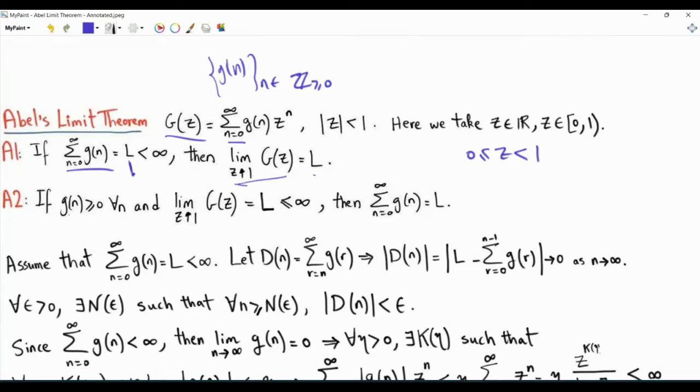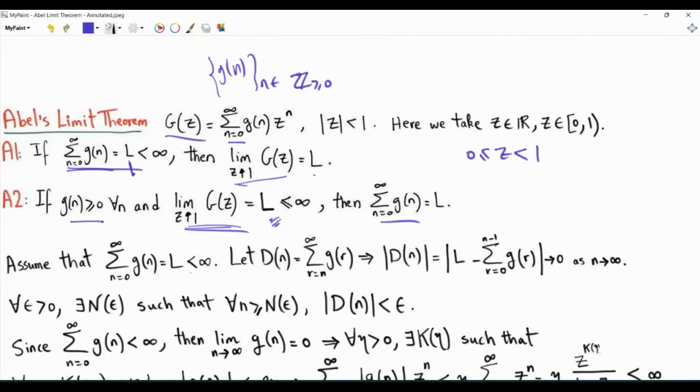The second part, now if g of n is real valued and non-negative, and suppose that the limit of the generating function g of z as z approaches 1 from the left is equal to L. L can be finite or infinity. In this case, the summation g of n is exactly equal to L. And so if this limit is plus infinity, this summation is plus infinity. If this limit is a finite number L, then this summation is a finite number L.